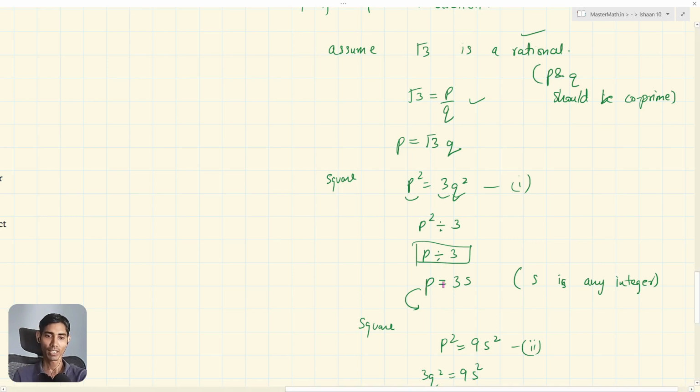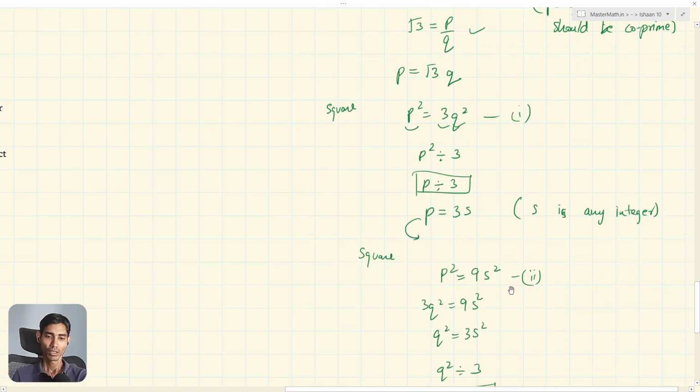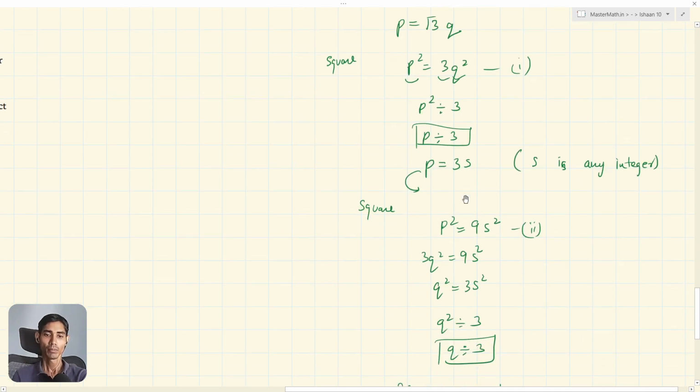And p is divisible by 3. I can write that as p is equal to 3s, a product of 3 into s. Correct? Yes, sir. Now I square this. p squared is equal to 9s squared. Second equation, from 1 and 2, q squared is equal to 3s squared.